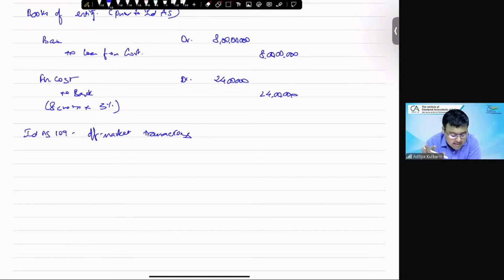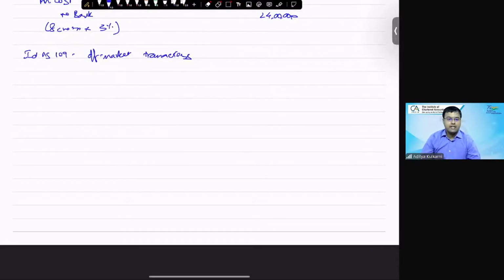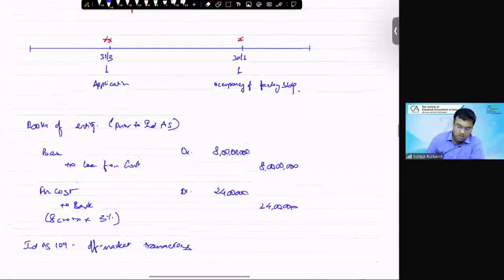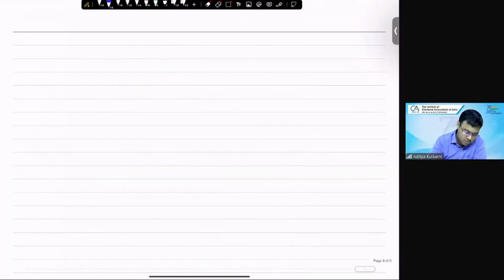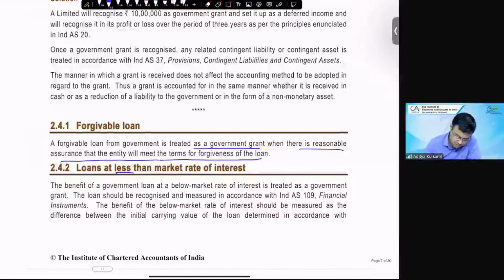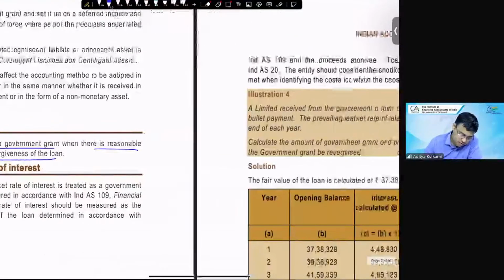And from there, let us try to understand what is the implication of Ind AS 109 and Ind AS 20 put together. So this is a joint application of both the standards. So come to illustration 4.